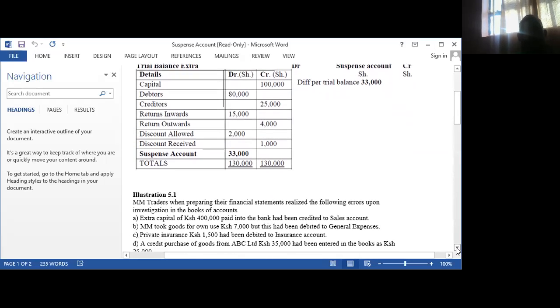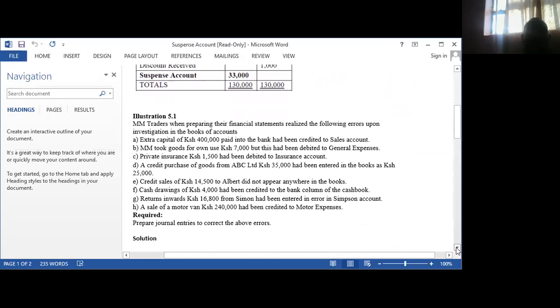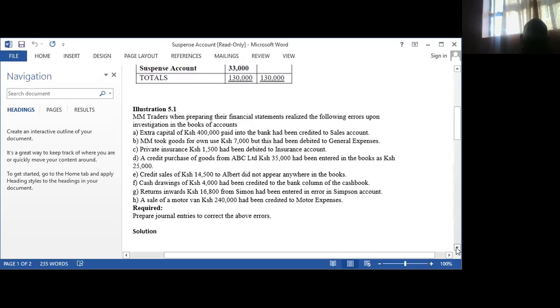On that note, I want us to do an illustration on how we correct errors. First note, the errors are normally corrected in the general journal. The general journal is prepared. Remember, the general journal, we said it has the column for the date, the details, the debit, and the credit column. So, for example, let us look at these cases one by one.